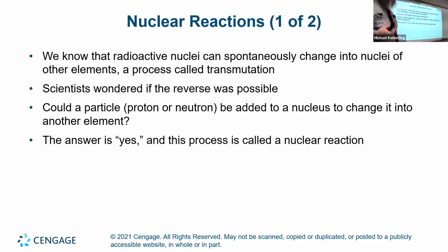But yeah. We know that radioactive nuclei can spontaneously change into nuclei of other elements, which is a process called transmutation. And scientists wondered if the reverse was possible. Could a particle be added to a nucleus to change it to another element? And the answer is yes. And this process is called a nuclear reaction.